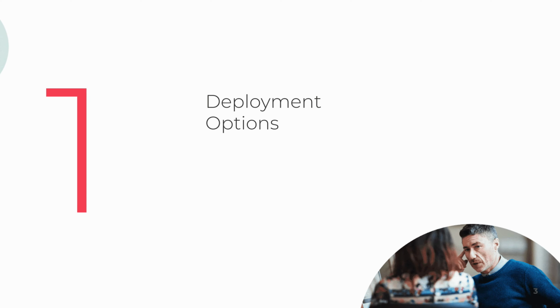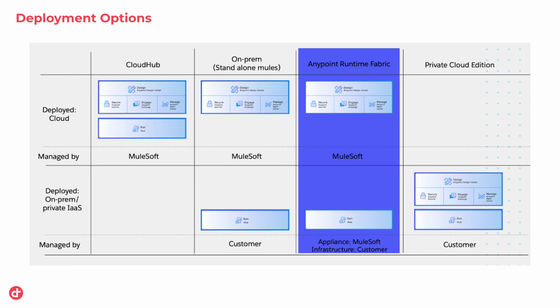So, what are our deployment options with MuleSoft? First, the CloudHub. As we are all aware, it is fully managed by MuleSoft. The second deployment option is on-prem, where you are responsible for all the infrastructure. The third one is the topic that we will be going over today, which is Anypoint Runtime Fabric. And the last one, Private Cloud Edition, where you manage everything about the Mules, including the control plane.